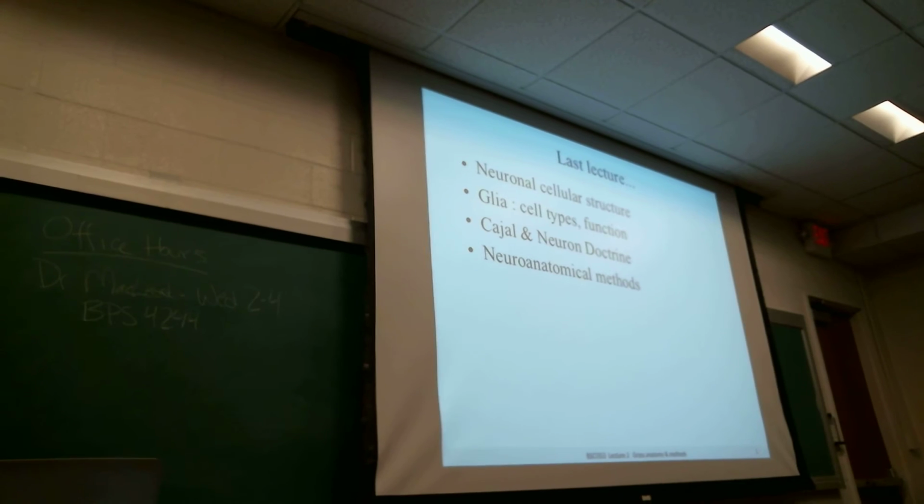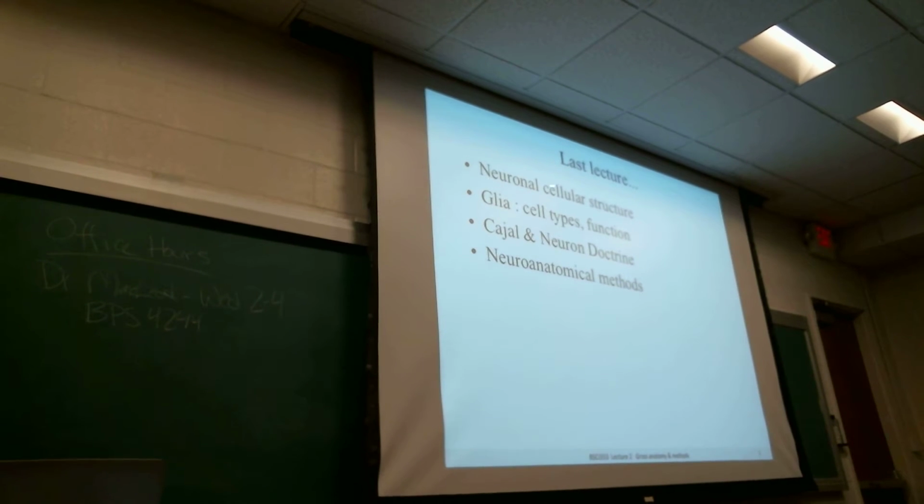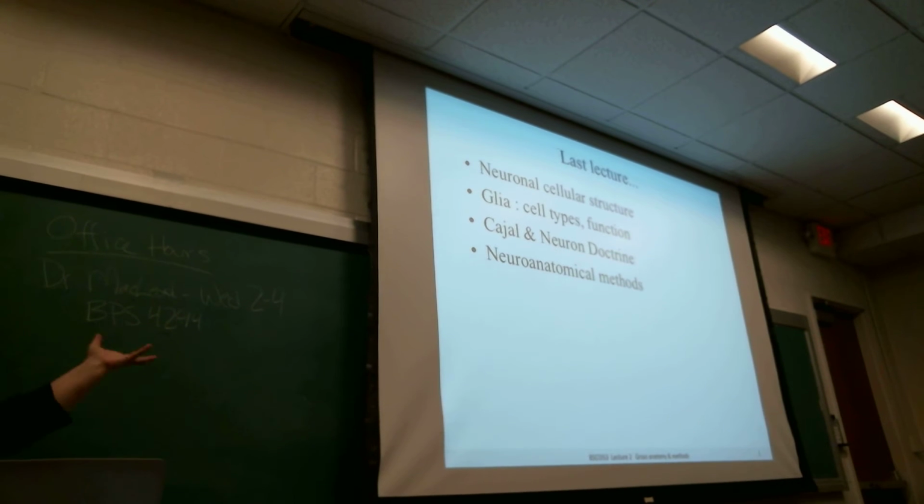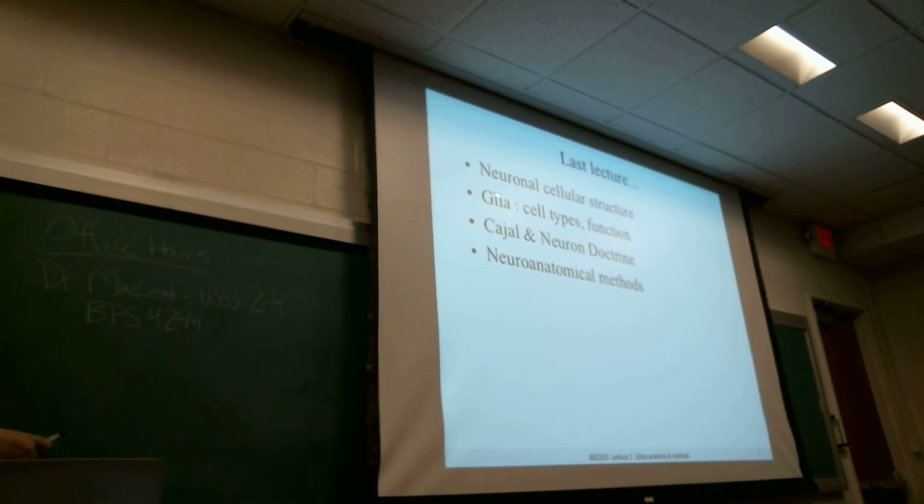All right. So last week we introduced neuroscience in general, and then we talked about the cellular structure of neurons. We talked a little bit about glia, what the different types of glia are and their basic function.